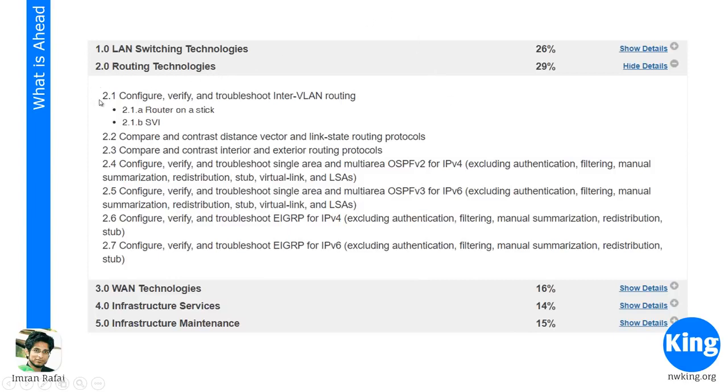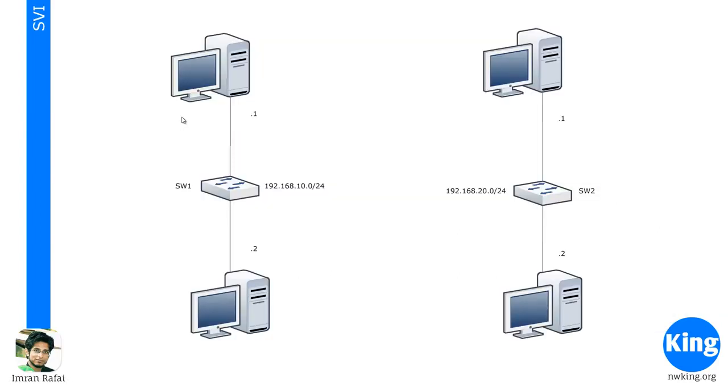So like we discussed, we're going to look at two things. That would be 2.1, configure, verify, troubleshoot inter-VLAN routing, and then we're going to look at the router on a stick concept and SVI. So this is a configure topic, so we will be looking at configuration and troubleshooting in Packet Tracer. What is SVI? SVI stands for switch virtual interface.